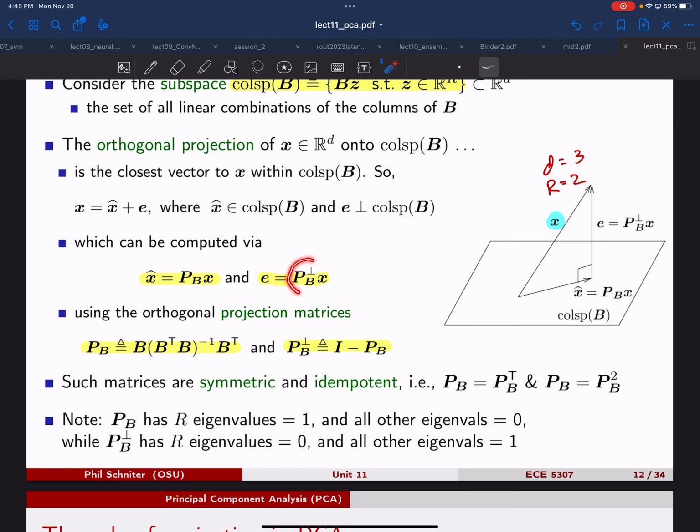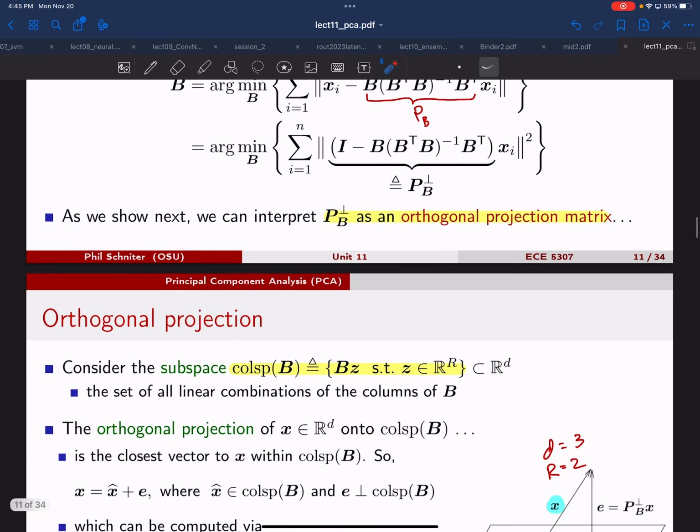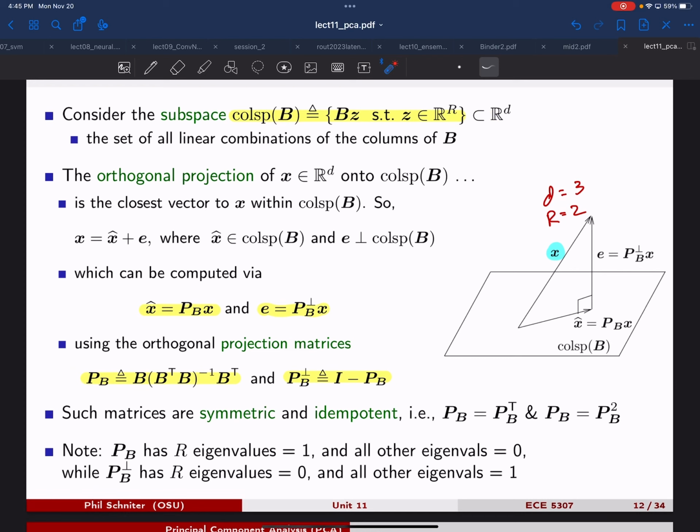Just by the way these are constructed, this e is some other matrix times x, and that other matrix is just I minus P_B. So that's where we got this notion here. This is I minus P_B, or P_B perp, and this is just P_B. P_B basically means projection onto the column space of B, and this means projection onto what is orthogonal to the column space of B. Okay, so that's orthogonal projection. I'm thinking you saw this in a linear algebra course at some point, maybe another course too. But that's clearly related to what we're doing here with PCA.